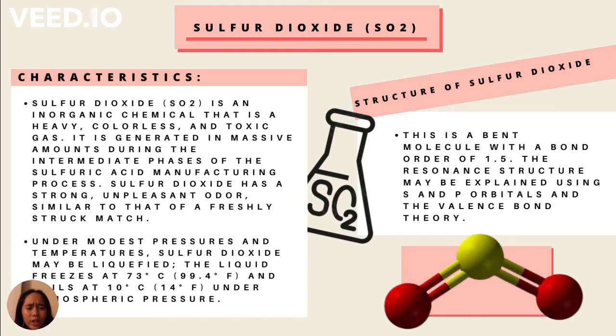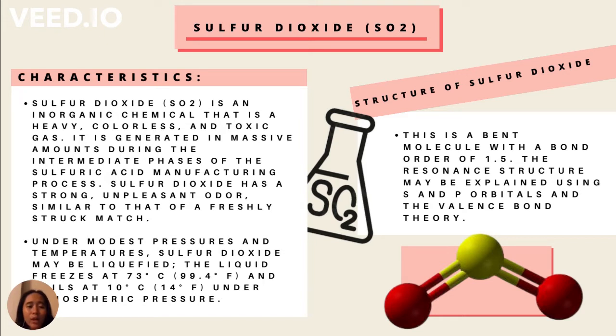Under modest pressures and temperatures, sulfur dioxide may be liquefied. The liquid freezes at -73 degrees Celsius or -99.4 degrees Fahrenheit and boils at -10 degrees Celsius or 14 degrees Fahrenheit under atmospheric pressure. So what is the structure of sulfur dioxide?